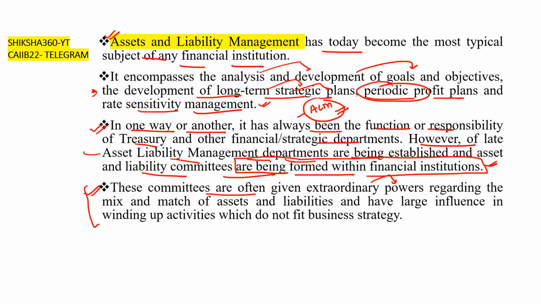What are the main objectives of these committees? They have extraordinary powers regarding the mix and match of the assets. I think all of you are aware of the merging of banks. After the merging of banks, many branches are shut down or closed down, and many offices are also shut down. That function is also done by the asset liability management department, as per the requirement or need.